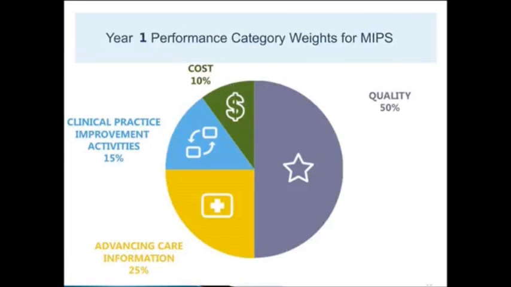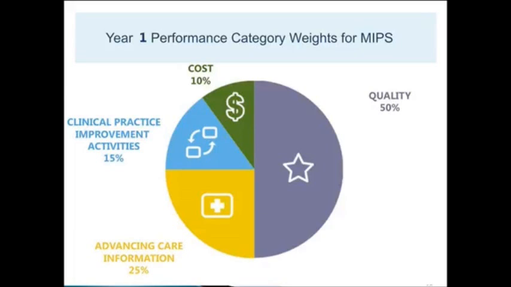And these are the categories that are going to be used to assess people's performance for reimbursement. You can see that in the first year, a full 50% of it is based on quality measures, and then another 15% is based on clinical practice improvement activities, and these are things like improving patient safety and outreach.